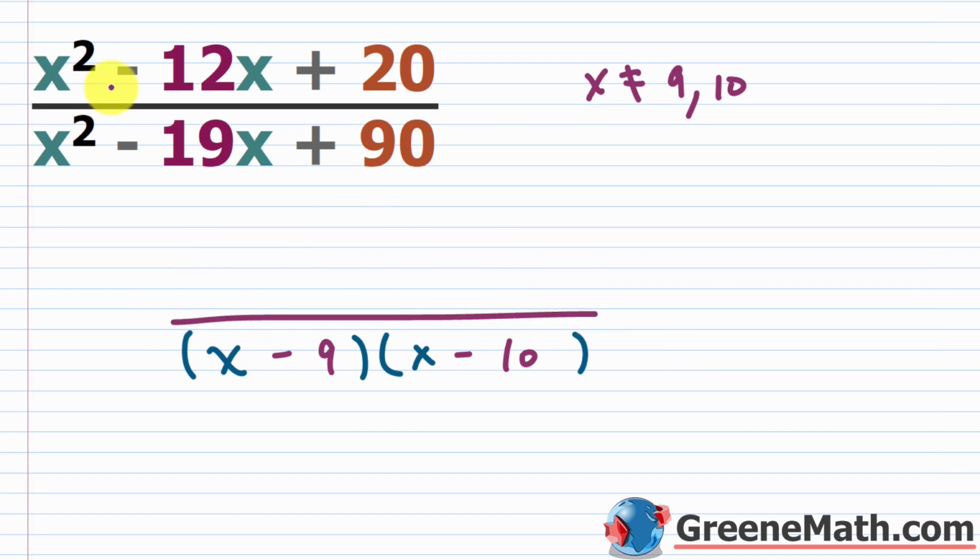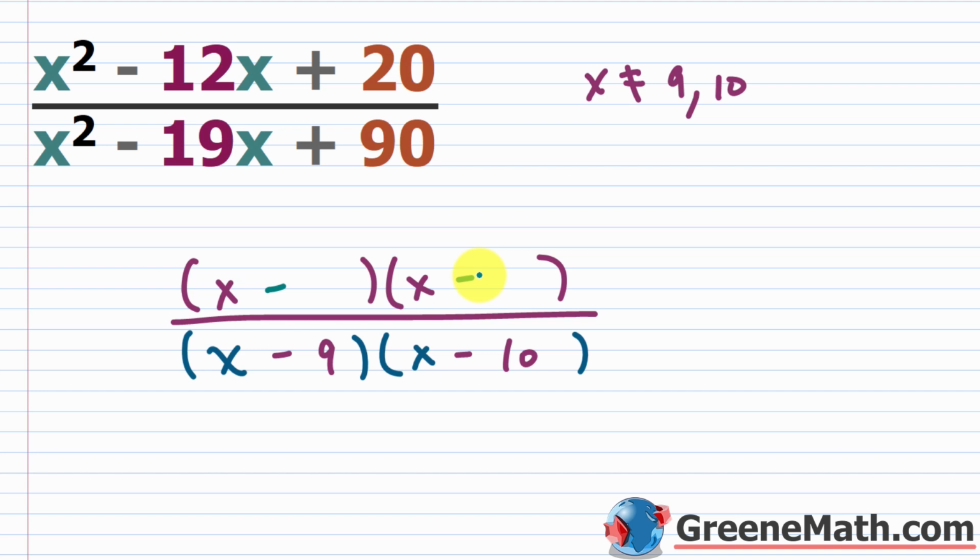And then for this guy, x squared minus 12x plus 20, how can we factor this? Well, I would say x here and x here. And then let me go ahead and say, I know that it's a negative here and a positive here. So that means I'm going to have a negative and a negative. And then two integers that give me a sum of negative 12 and a product of 20.